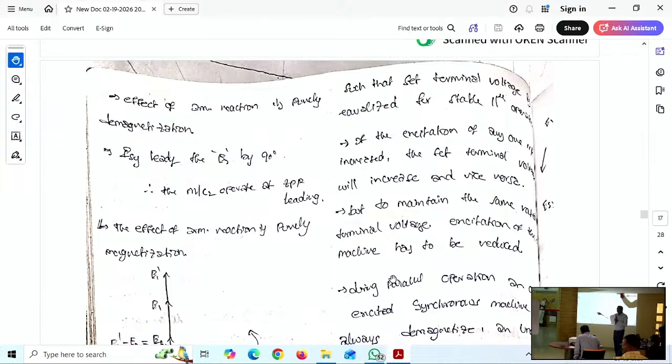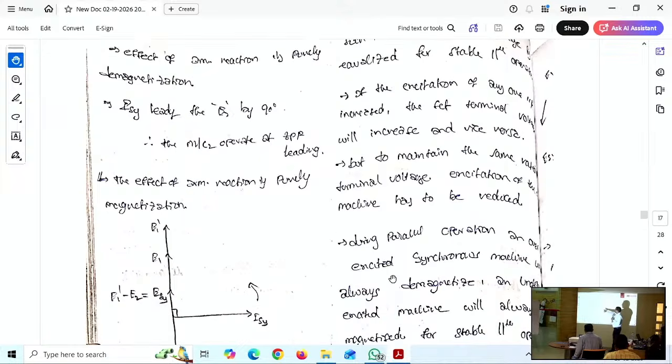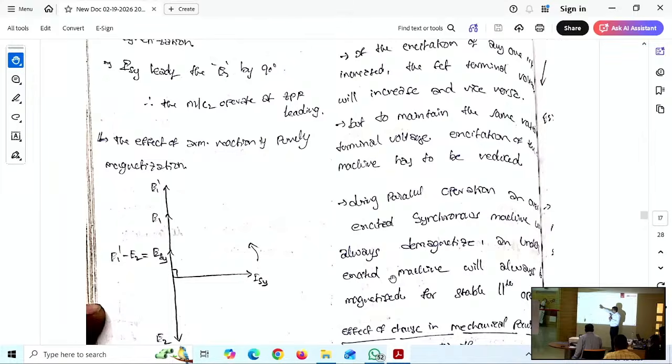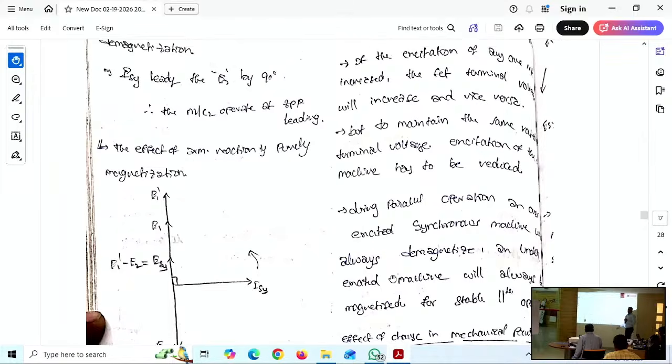The current is causing armature flux. That armature flux is interacting with the main field flux, causing the armature reaction. That is normally due to load, but though load is not connected here, current is still flowing, causing the resultant flux to be affected with a demagnetizing effect. Yes, that's the point I want to say. So it is for ZPF lagging.